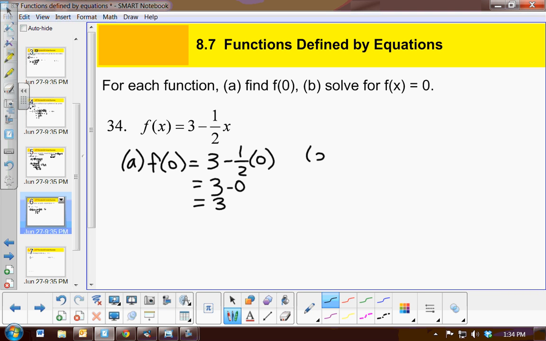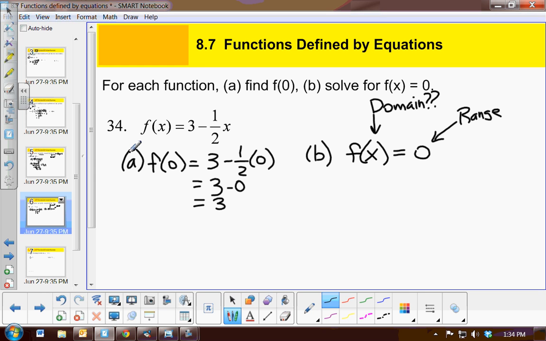Now for part B, they tell us what is the domain given the range is 0. So they tell you the range, but you need to find the value of the domain. Okay? Well, we're told f of x is 3 minus 1 half x. That's what we're told. So now let's solve for x.